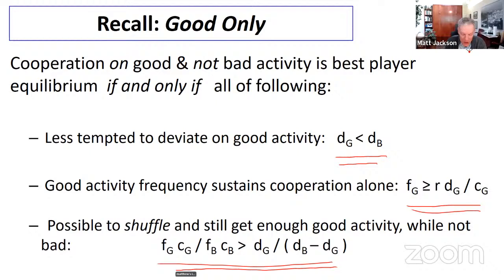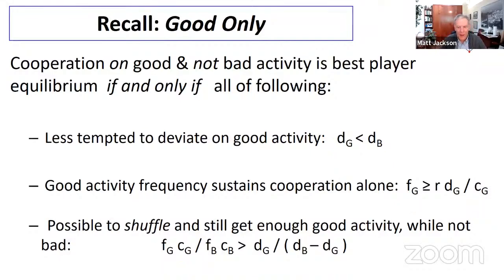So we need the deviation temptation on the good to be lower than the bad. We need the frequency of the good to be high enough to sustain good cooperation. And we need the relative frequency of the good compared to the bad to be high enough to make sure that you're willing to cooperate on the good, but not the bad, if we shuffle you properly. So again, getting all three of these together, we could first just sort of ask, when is that possible?